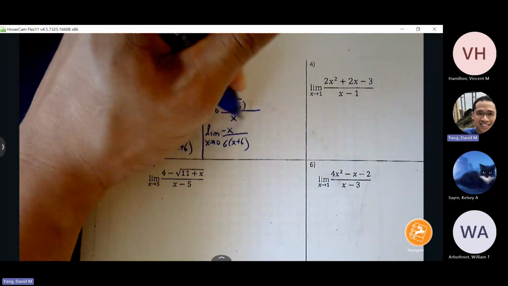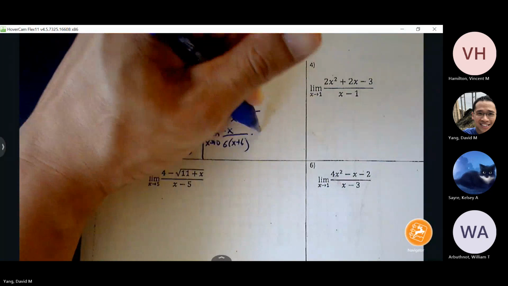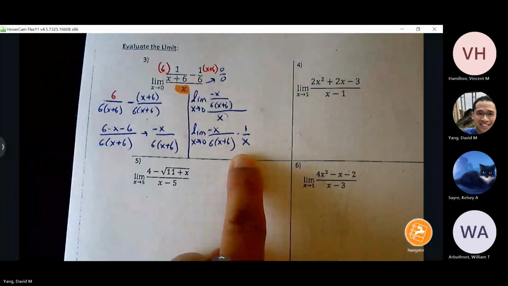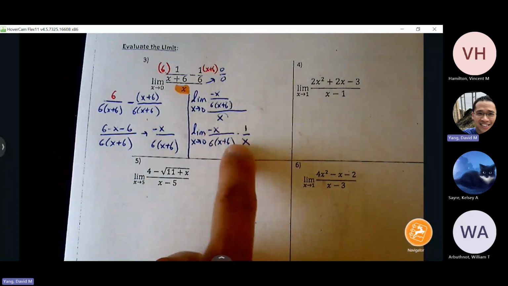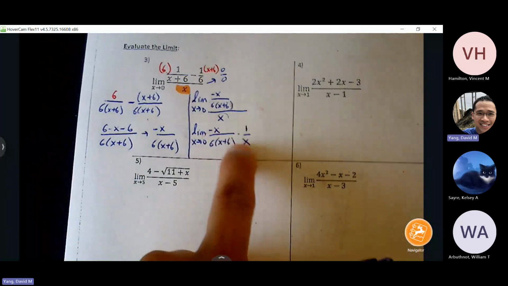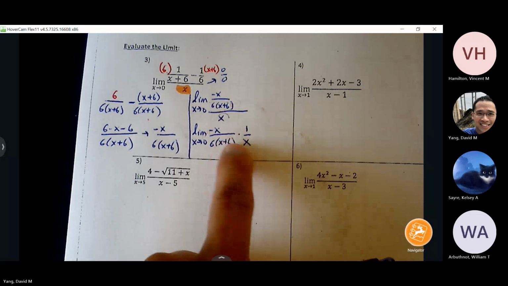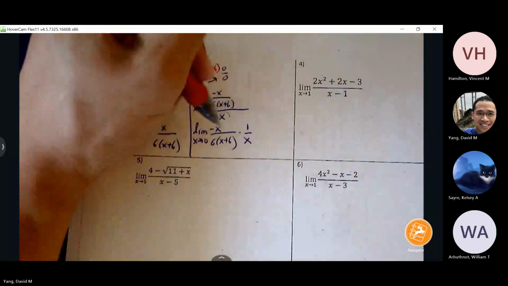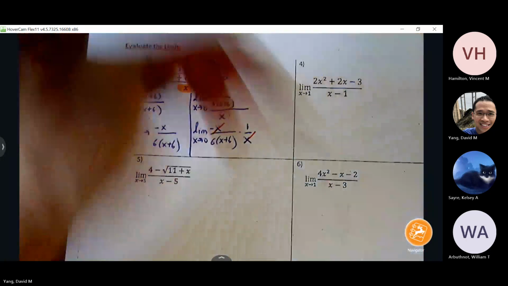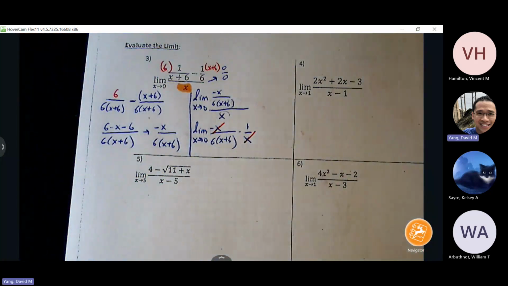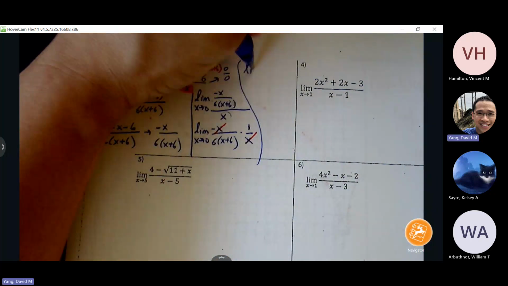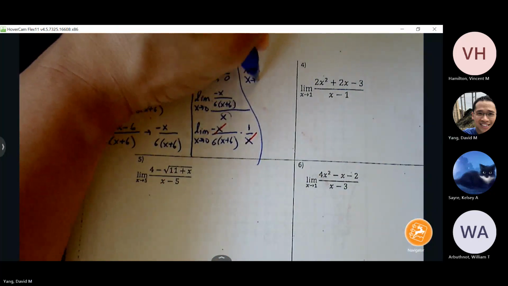Okay, so the reciprocal of x is 1 over x. So there it is. I see clearly that these x's can reduce each other because I have one x in the numerator and one x in the denominator. So my remaining expression is this.